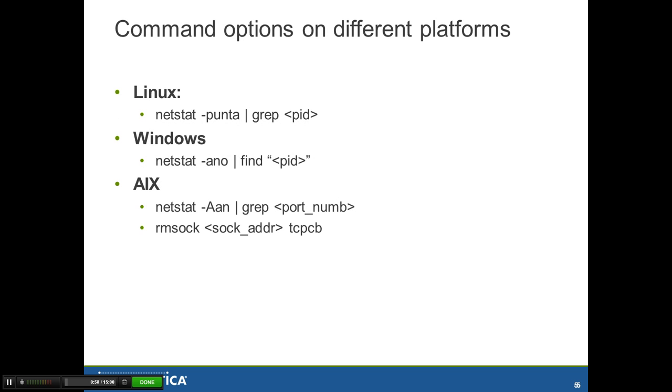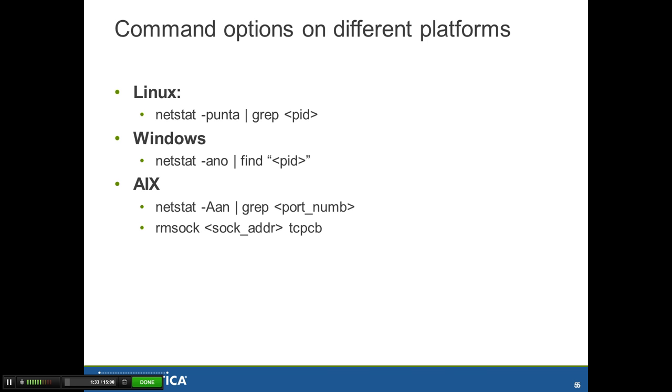So on Linux, the command is netstat -punta, and then we grep for the PID. The option p gives us the PID of the process, option u gives us all the UDP packets, option n gives us the IP address of source and destination instead of giving us the machine name of source and destination. Hyphen t gives us the TCP connections, and hyphen a gives us all the connections irrespective of its state.